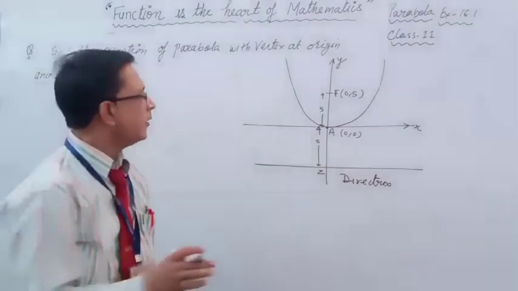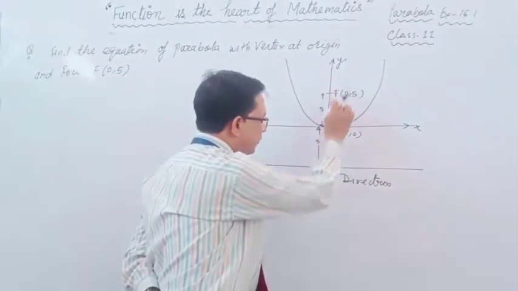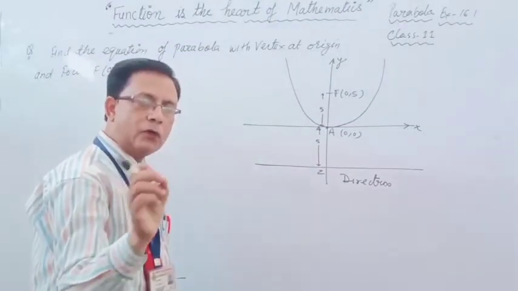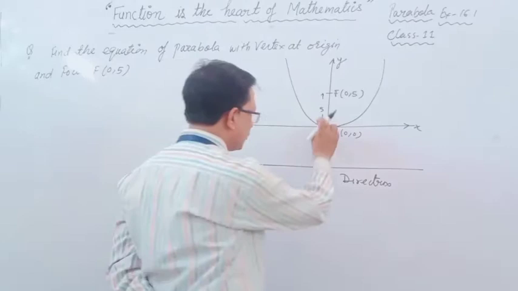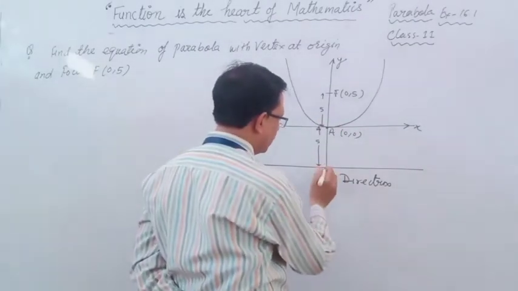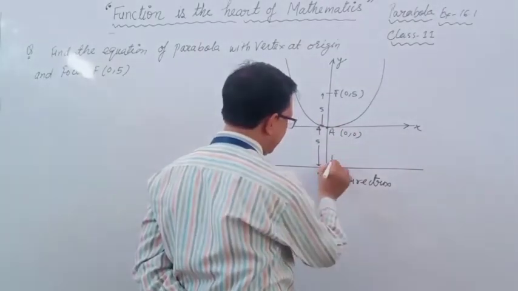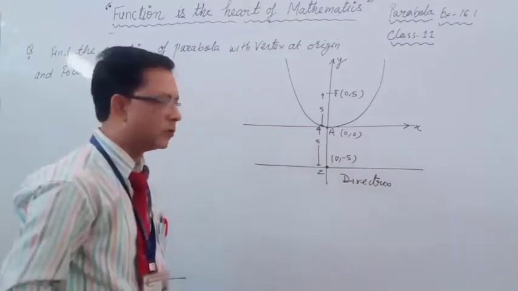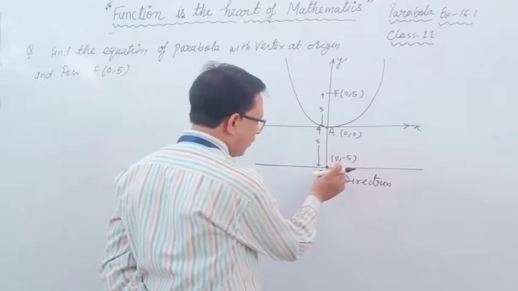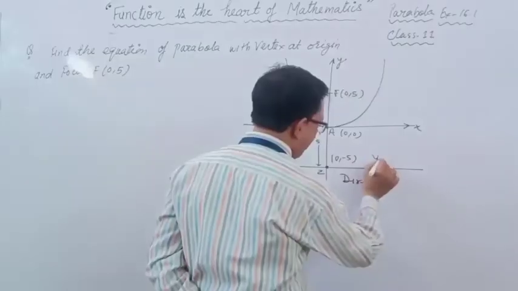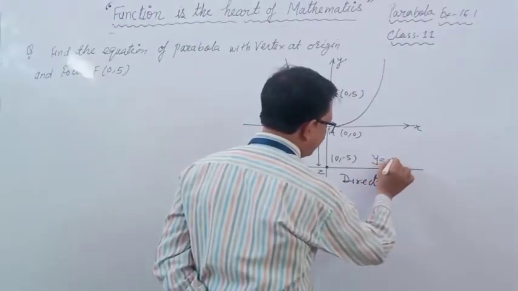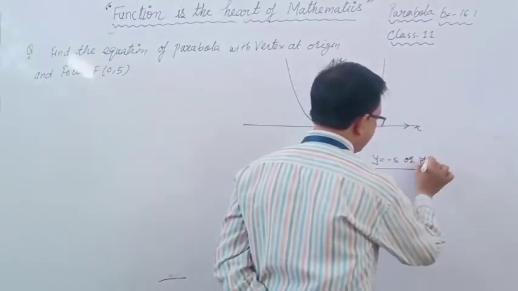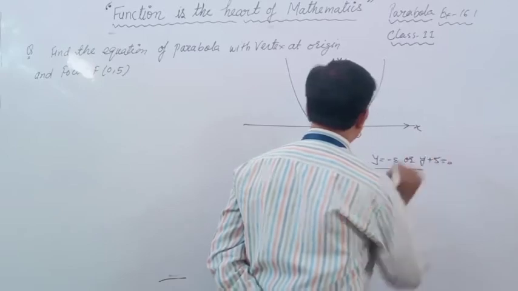We know that the vertex lies between the focus and the directrix. The vertex is the middle point of the focus and the directrix, so this is also 5 units. So the coordinate of this point is (0, -5), because here y is negative. So what is the equation of the directrix? It is y equal to -5, or y plus 5 is equal to 0.